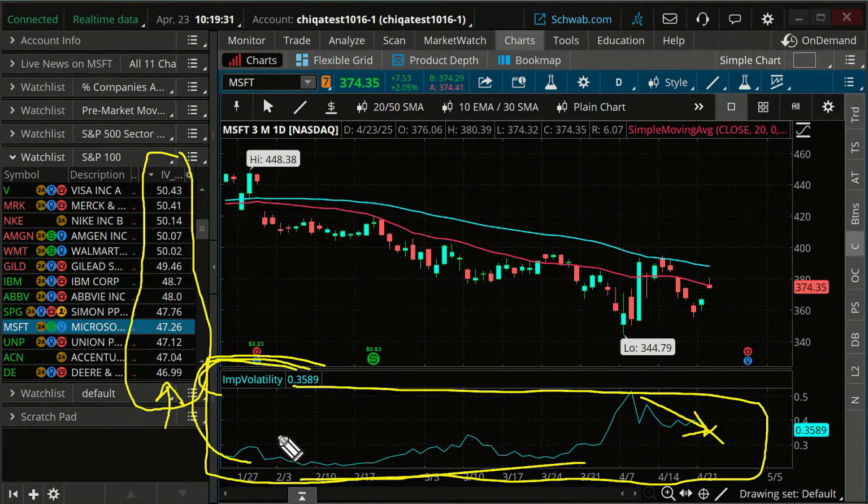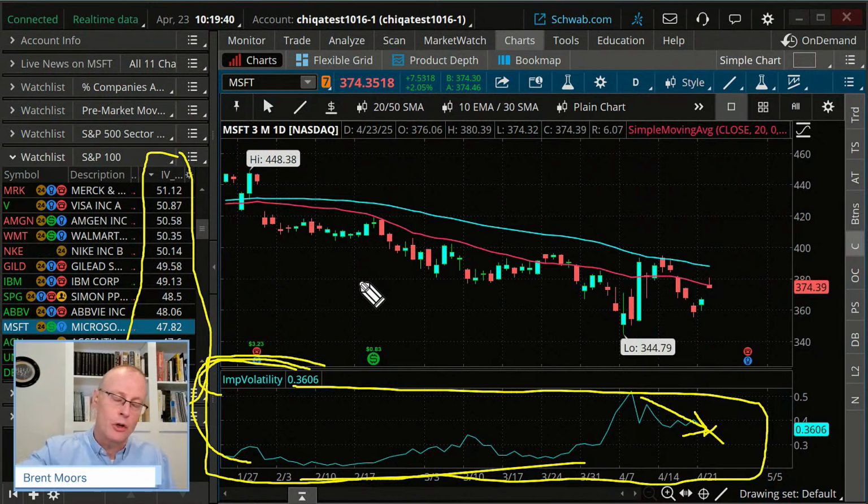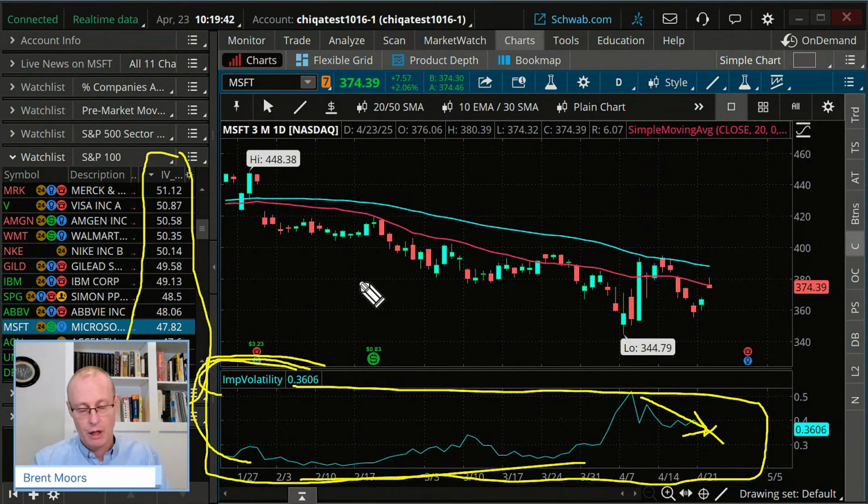Implied volatility is not about where it's been, it's about what we think it's going to do. But if implied volatilities are high, that means if you're selling an option, you're getting more premium in. Okay. Now, it's not a free lunch.